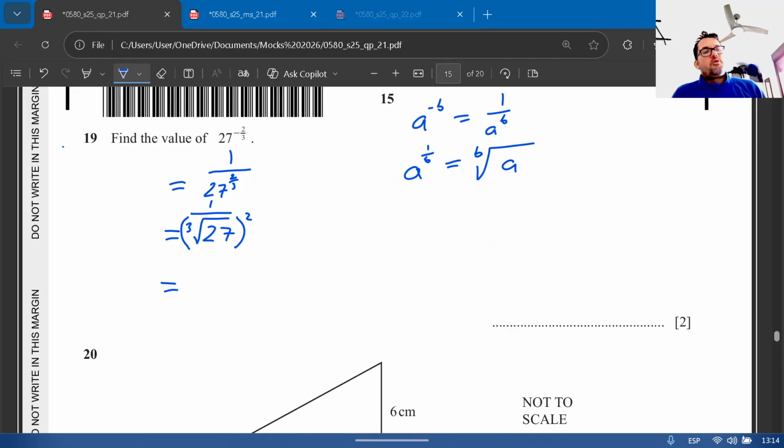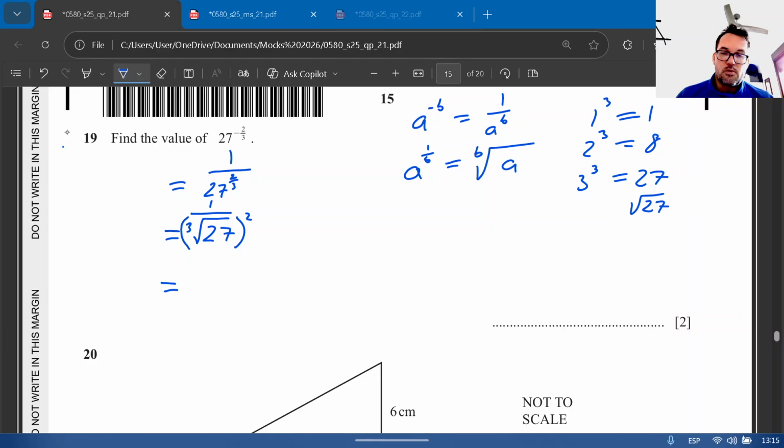So it's 1 over the cube root of 27. What is the cube root of 27? What times what times what is 27? Think about the cube numbers. 1 cubed is 1. 2 cubed is 2 times 2 times 2, which is 8. 3 cubed is 3 times 3 is 9, times 3 is 27. So that means the cube root of 27 is 3.